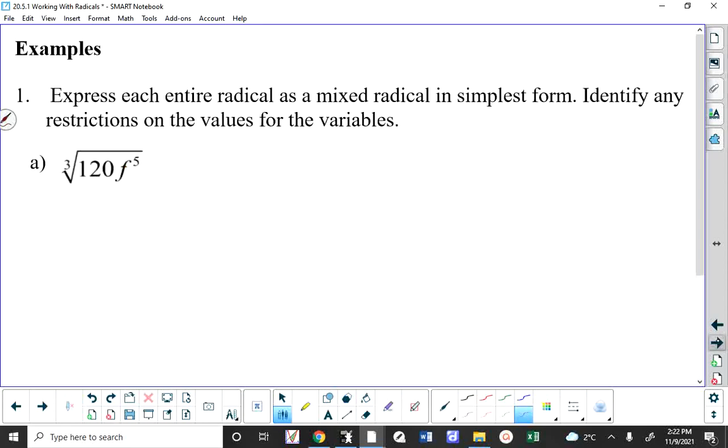All right. So now let's get to some examples. Let's jack it up a notch here to something that's more sophisticated. In other words, something that is at a Math 20-1 level. Express each entire radical as a mixed radical in simplest form, and then here's something new, something different. Identify any restrictions on the variables. Okay.